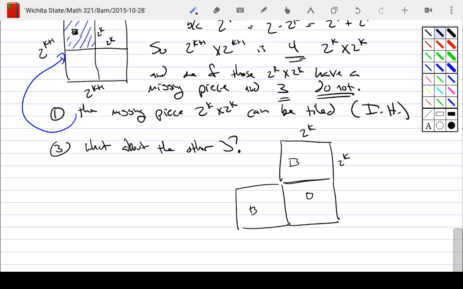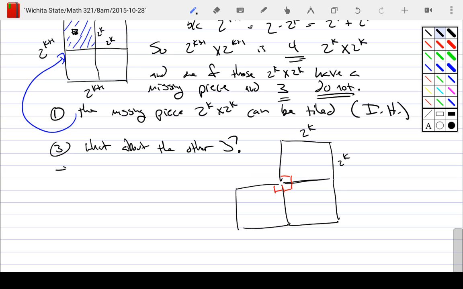If I would go in here and say, I don't care, any missing piece will work. But if I was smart, I could say, you know what? How about I take this piece out? Will the lower left be tileable by the inductive hypothesis? Yes. Let's take this piece out. Will the lower right be tileable by the inductive hypothesis? Yes. Let's take this piece out. The upper right would be tileable by the inductive hypothesis. And so that's what we would do.